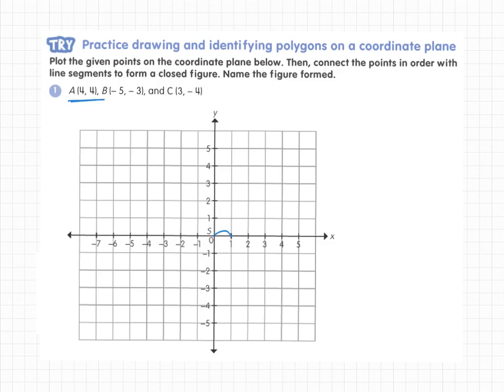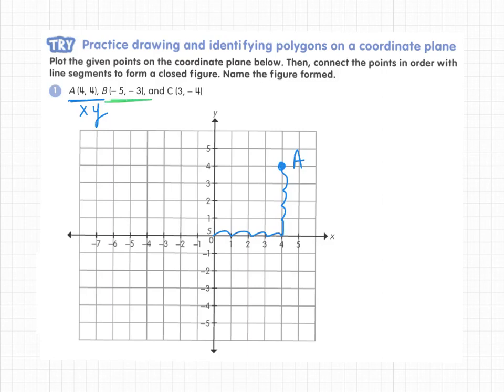I'm going to go over 4 on the x-axis because I remember that the first one is always an x. And then I'm going to go up 4 on the y-axis because the second one is always a y. And that's going to give me this point right here, point A.